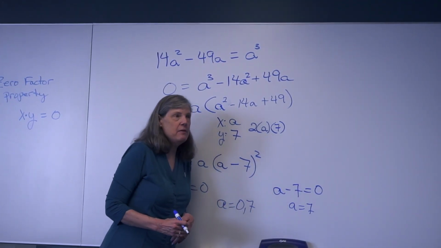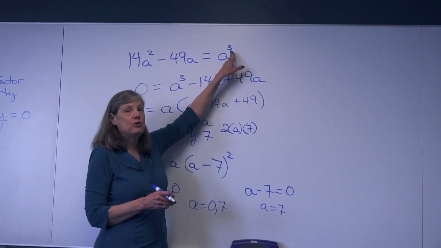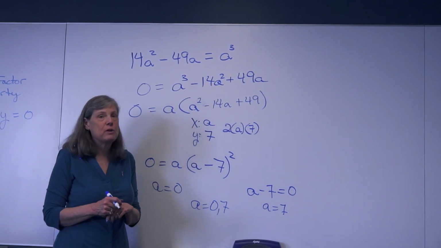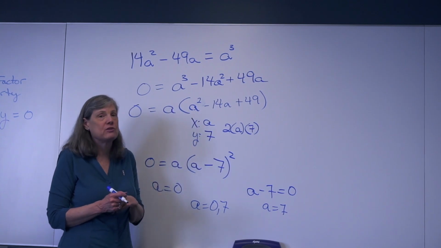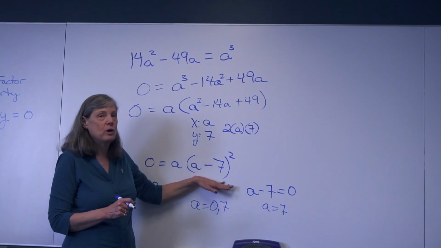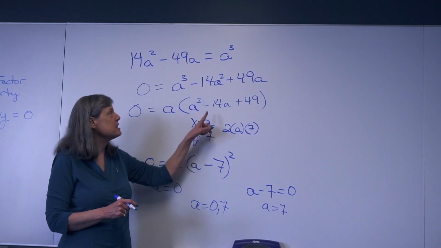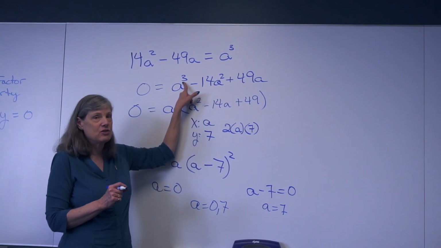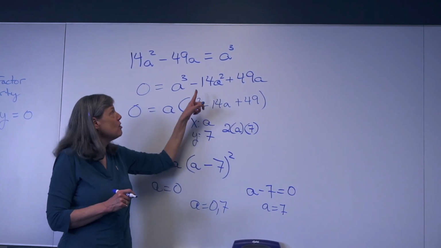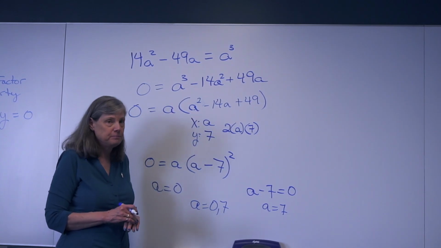Now remember videos before where I said when we're solving, if we have a 2 here, we expect 2 answers. If we have a 3, we expect 3 answers. If we have a 4, we expect 4 answers. That's true unless we have a perfect square trinomial. If we end up with a perfect square trinomial, then we expect 1 less answer than what this is, because this ends up being the exact same thing twice. So this was a 3, we ended up with 2 answers exactly like we expected.